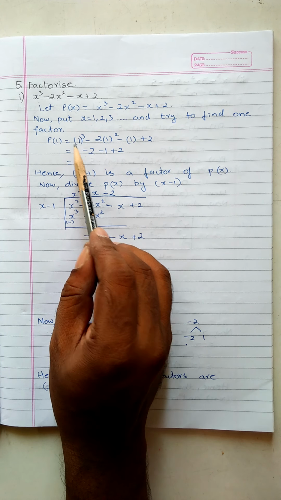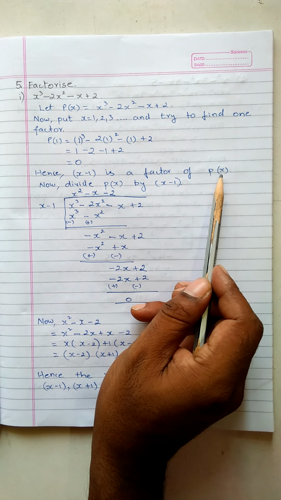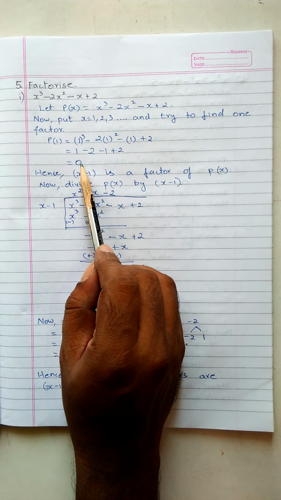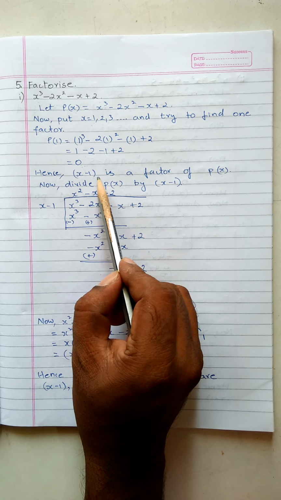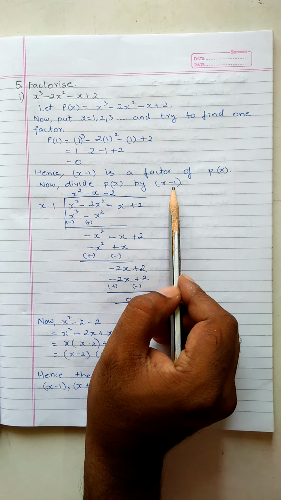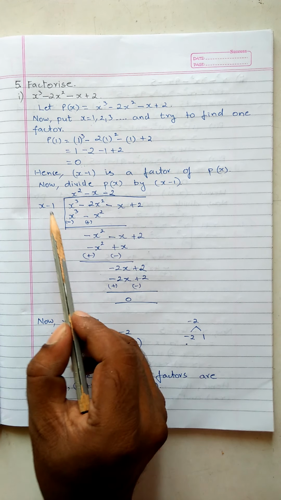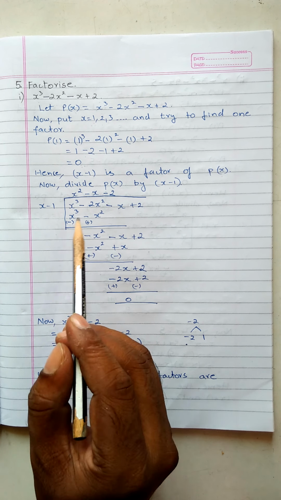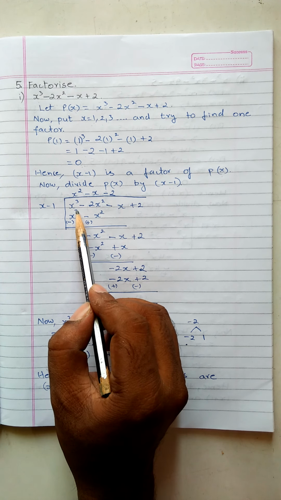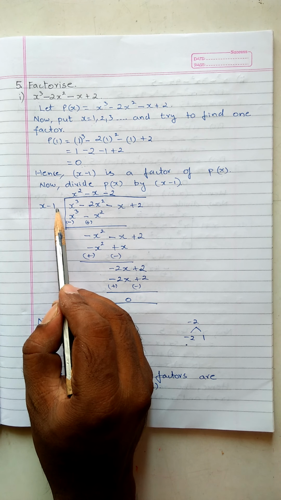So here p of 1 we got 0. Hence x minus 1 is a factor of p of x, because p of 1 is equal to 0. So therefore x minus 1 is a factor. So we found one factor. Then after that, whatever the given polynomial is, we are going to divide it using the long division method. So I'll divide this first: x cube minus 2x squared minus x plus 2 is being divided by x minus 1.